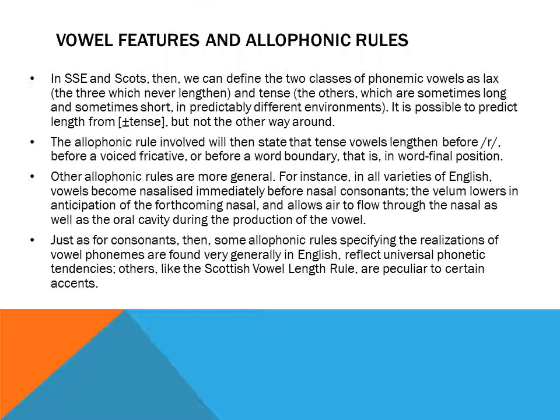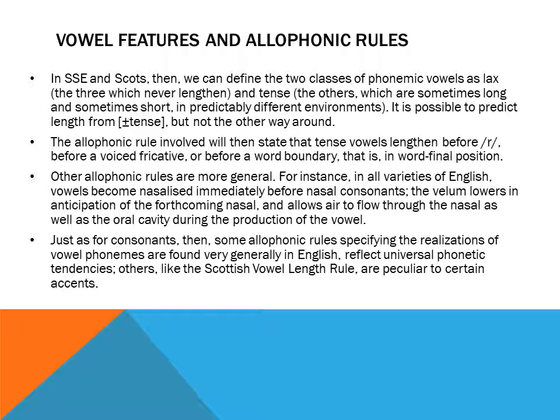In Standard Scottish English and Scots, then, we can define the 2 classes of phonemic vowels as length, or the 3 which never lengthen, and tense, as the others, which are sometimes long and sometimes short, in predictably different environments. It's possible to predict length from tense, but not the other way around. The allophonic rule involved will then state that tense vowels lengthen before R, before a voiced fricative, or before a word boundary, that is in word final position.